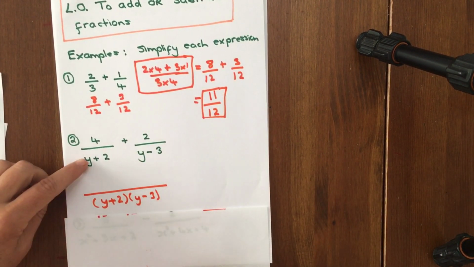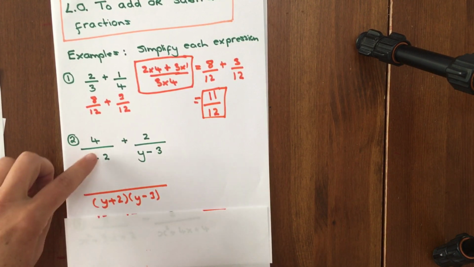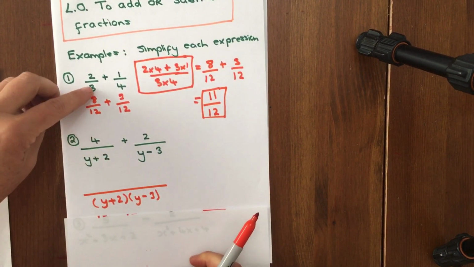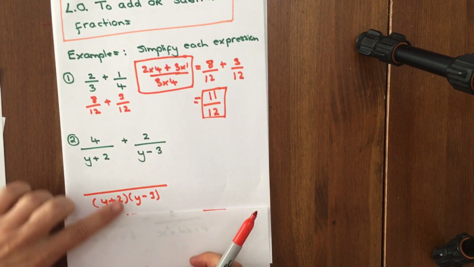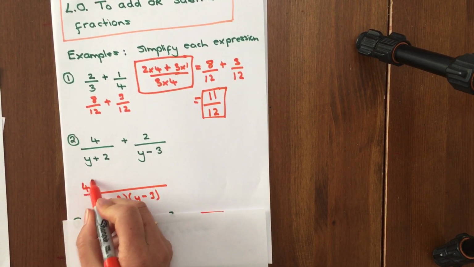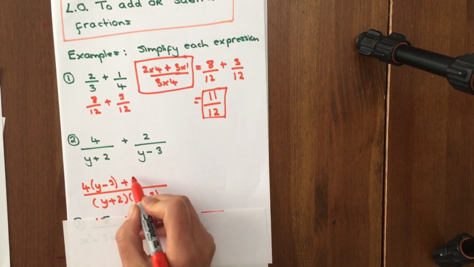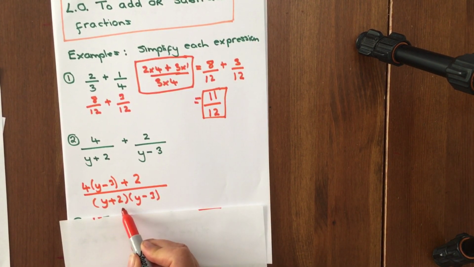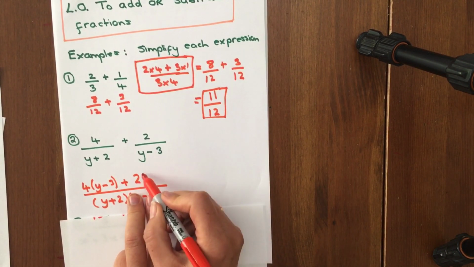Then I say, how many y plus 2's goes into my denominator? Well, it's y minus 3 times. Okay, just like this example. How many 3's go into 3 times 4? Well, it's 4 times. I just cover up how many y plus 2's divide into here. And I've got 4 on the numerator, so it's 4 lots of y minus 3. Plus 2 lots of, well, how many y minus 3's divide into the denominator? I've got y plus 2 lots of them.